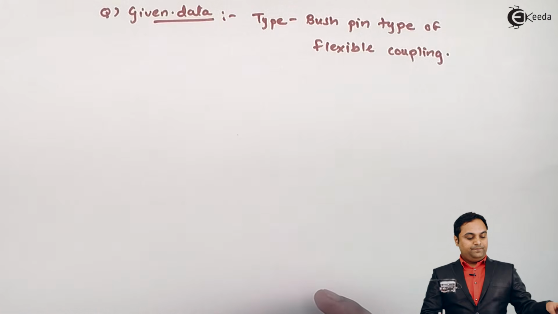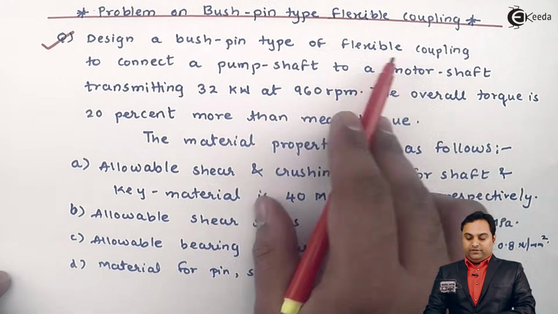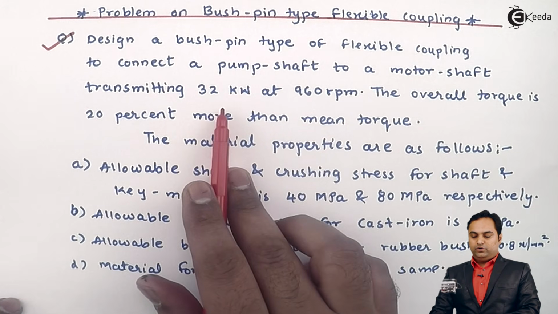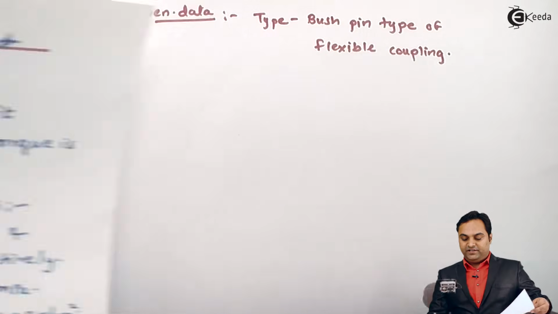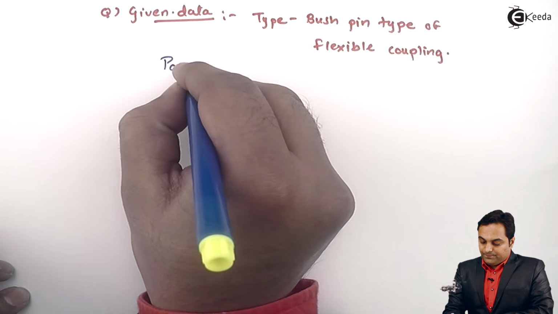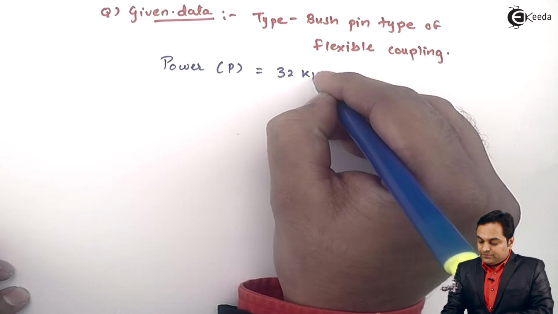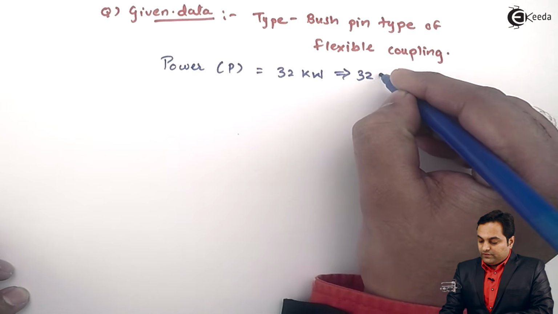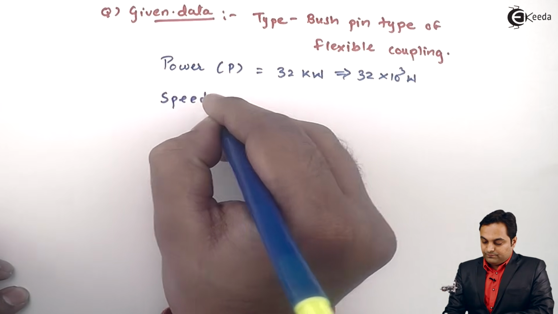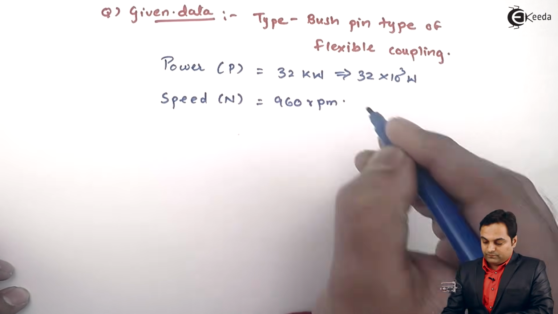Now I'll read the question. Design a bushpin type of flexible coupling to connect a pump shaft to a motor shaft transmitting 32 kilowatts at 960 rpm. So power and speed are given. Power P is equal to 32 kilowatts. It is 32 into 10 raised to 3 watts. Speed is 960 rpm.